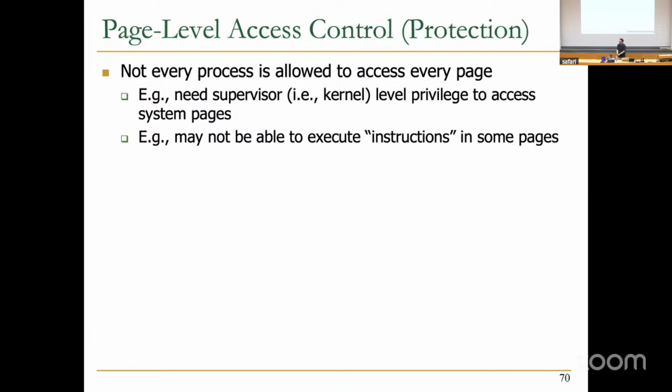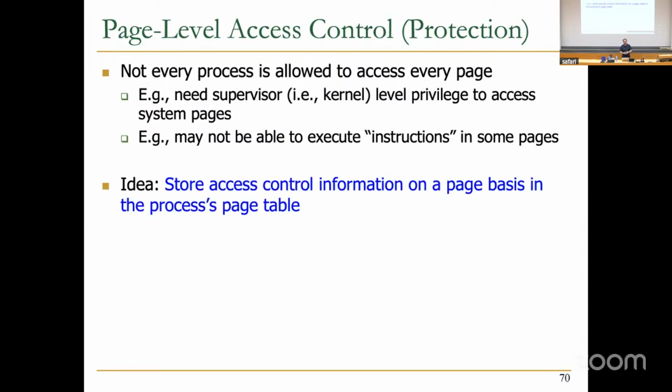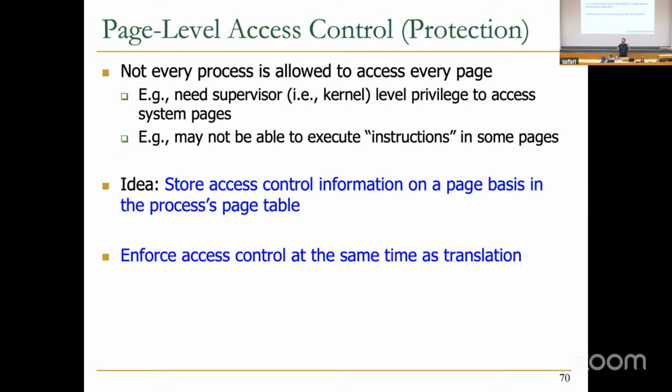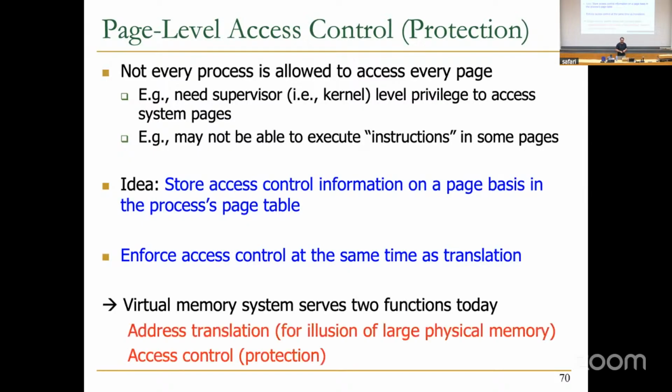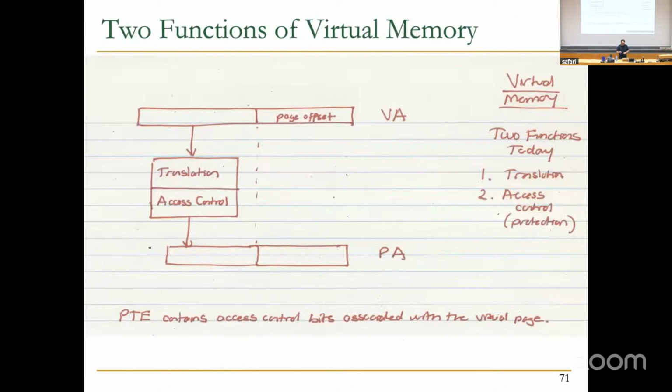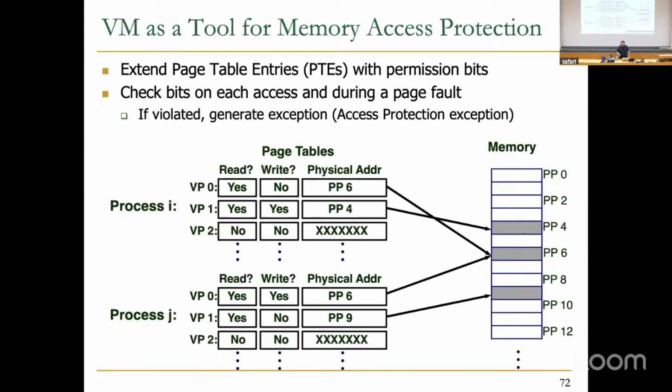If we would somehow not enable the attacker to execute code from specific pages, then we would avoid such attacks. The idea is to store the access control information on a page basis in the process's page table. So we want to enforce the access control at the same time as translation. The moment we find out the location of our data inside the physical memory, that's the moment we will figure out whether we have permissions to access this page. You can see this example again. We extend the page table entries with permission bits, and we check bits on each access and during a page fault. If we violate these permissions, then we generate an exception.